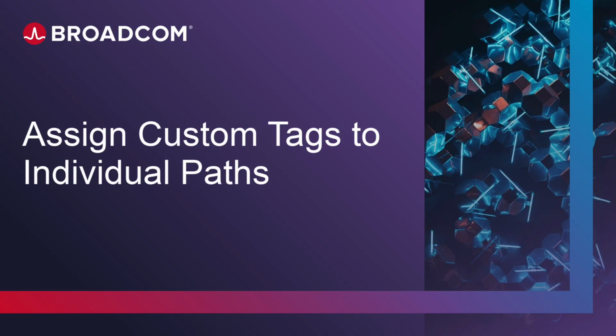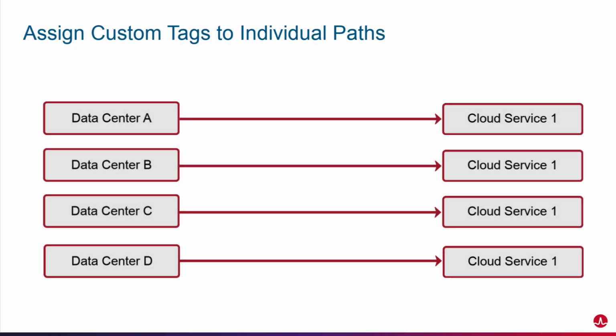helpful to assign tags to specific individual paths to provide an additional level of categorization. For example, if the team responsible for performance in and out of the data center needs to include additional paths in their views, we could add their team tag to the individual paths.